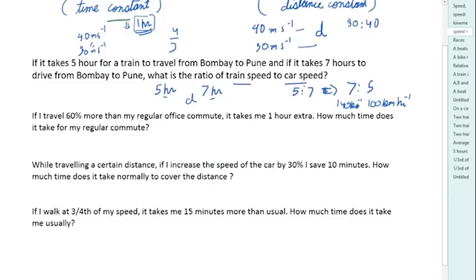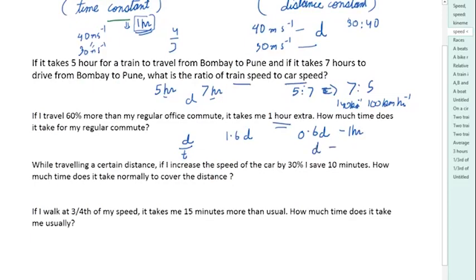If I travel 60% more than my regular office commute, it takes me 1 hour extra. So here what I am saying is that every day I travel distance d, but if I travel 60% more, if I travel 1.6d, it takes me 1 hour extra. So how much time does it take for my regular commute? My speed is constant here, so the ratio d by t is constant. Now for 0.6d, which I have increased by 60%, I take 1 hour. So you are being asked how much time it takes to travel d distance, which is my regular commute.